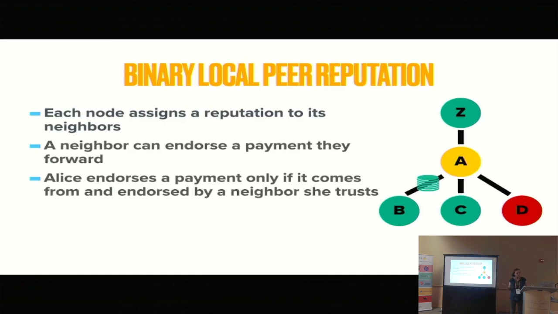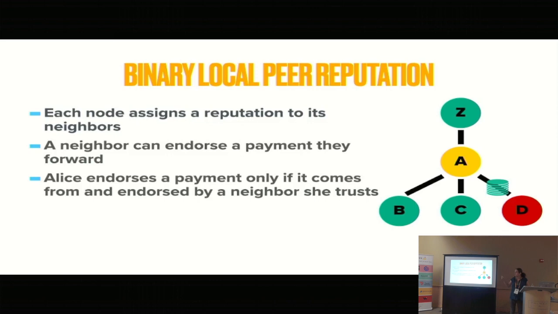So Bob offers her an HTLC, she trusts Bob, Bob endorses this HTLC saying, this came from somebody I trust, Alice goes fantastic, forwarding this to Zoe. Well, when David offers her an HTLC, telling her, listen, this is a fantastic HTLC, she's like, I don't know you, David. I will forward it, but without endorsing. Okay, so she will forward it, but telling Zoe, unknown source, so do what you wish.